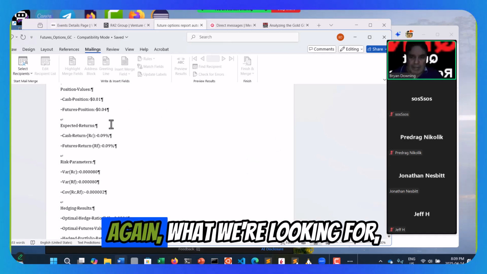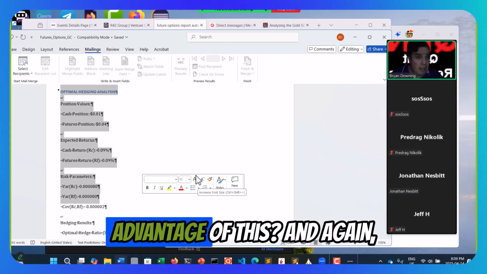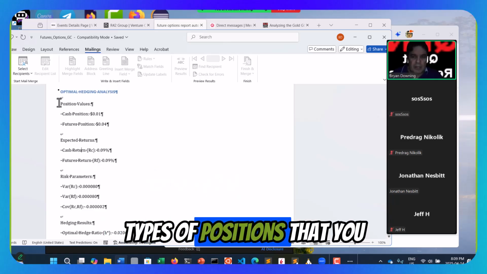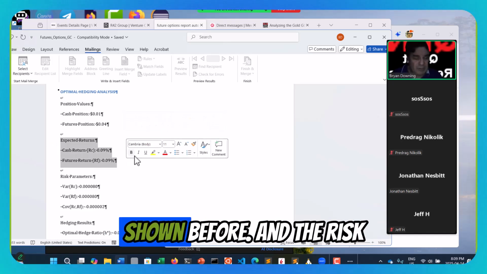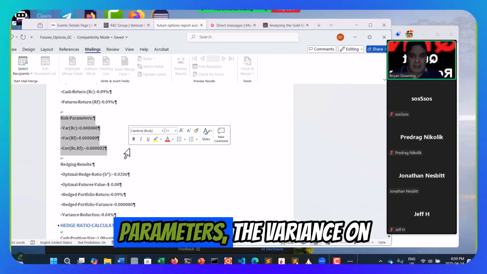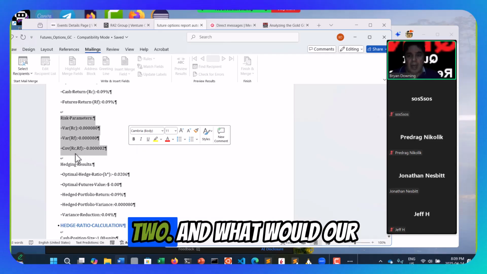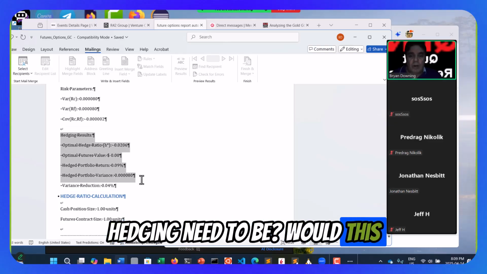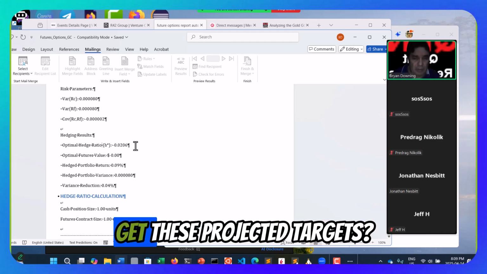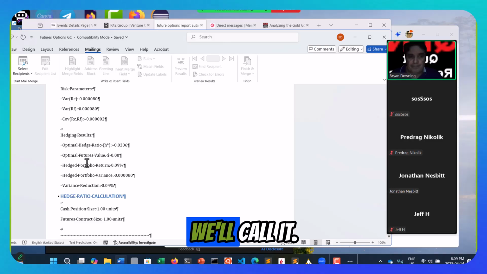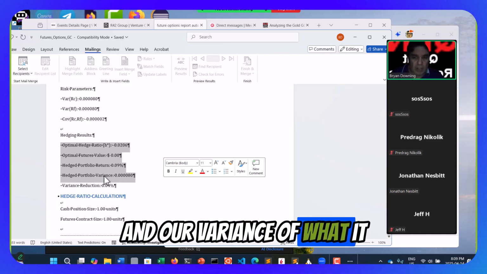So again, what we're looking for is what our optimal hedging would need to be to take advantage of this. You're looking at all the different types of positions you need to be at. What would our expected return be? That's using the risk frontiers I've shown before, and the risk parameters, the variance on the cash and the futures pricing, and the covariance between the two. And what would our hedging need to be with this H star, our ultimate optimal hedging to get these projected targets? And then what would our potential return be, and our variance.